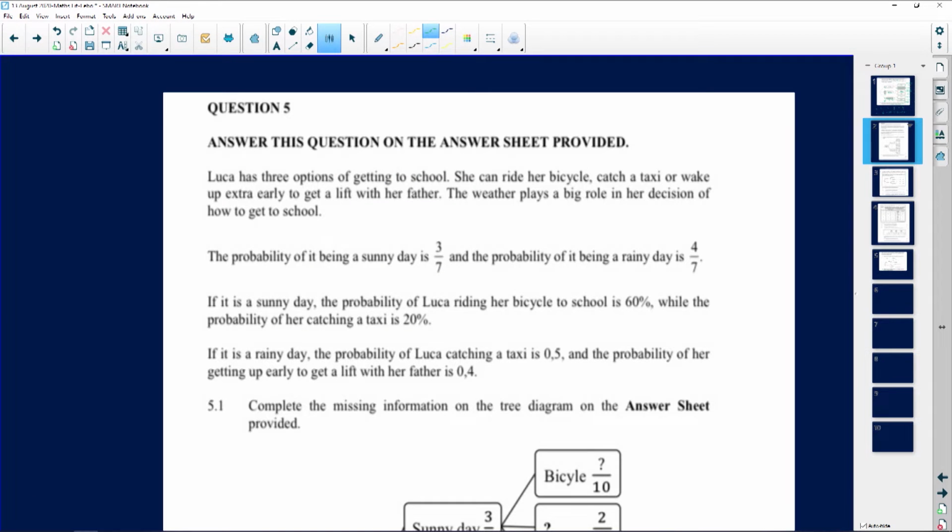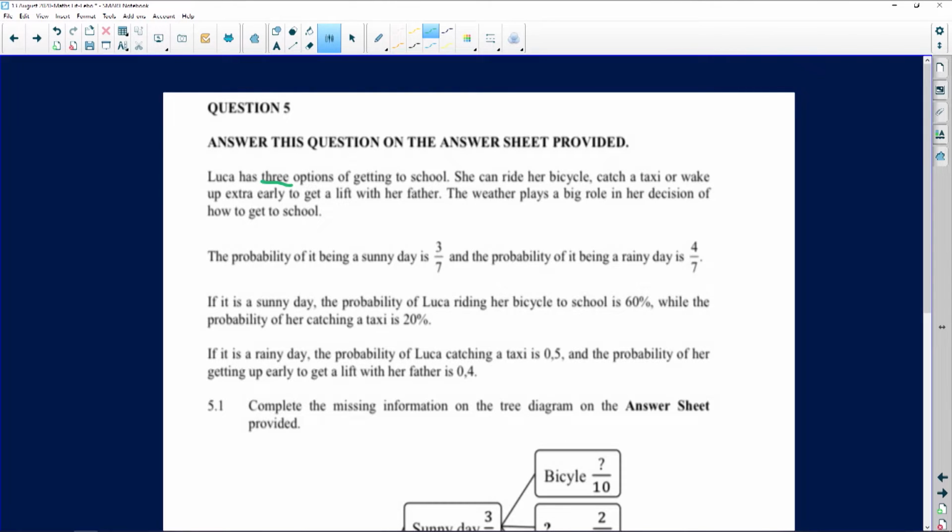The scenario here is a little bit longer, so let's just read the scenario. It says to us that Luca has 3 options of getting to school. Again, now we've got that 3, so we know we're going to be using that 3 as a base somewhere. It's going to be our denominator somewhere. We're not saying in the outcomes, but somewhere in between the tree diagram, because we can see already that we are being given a tree diagram.